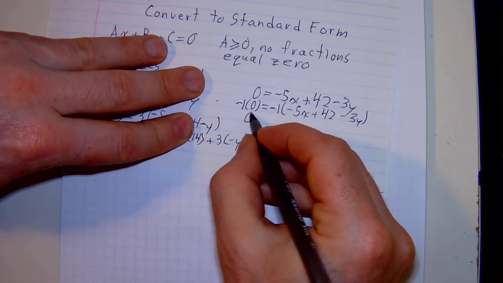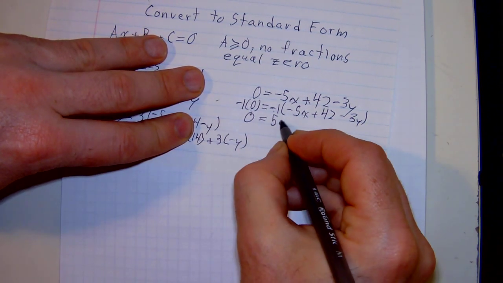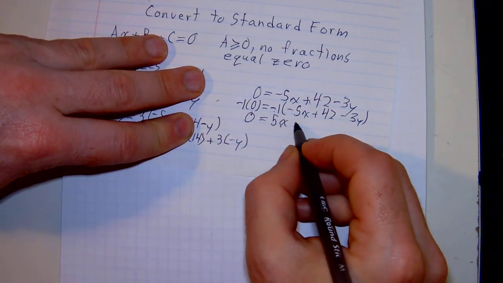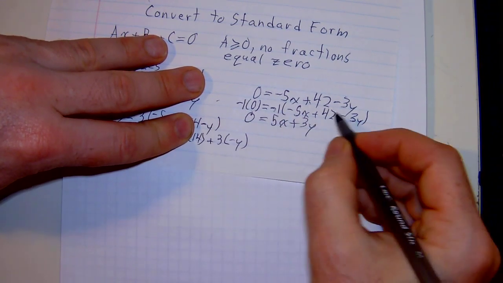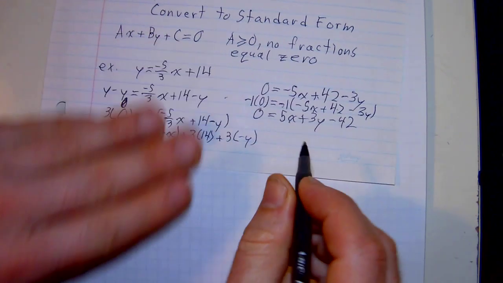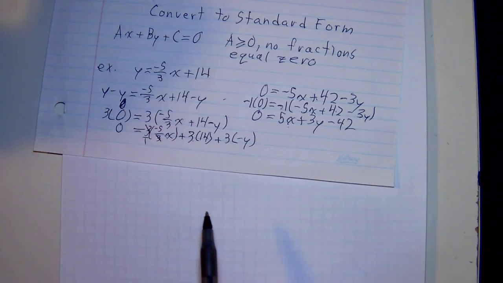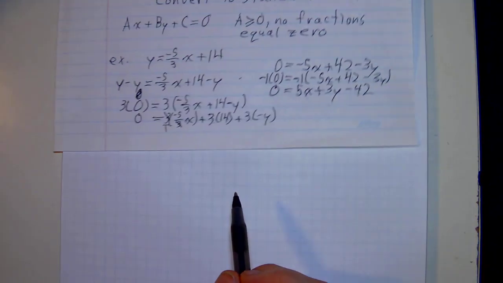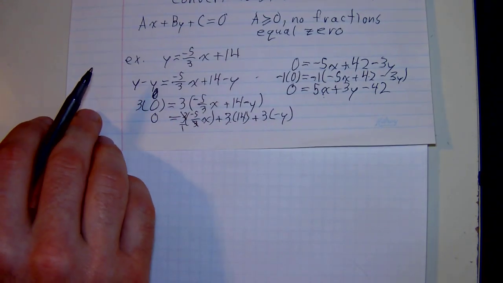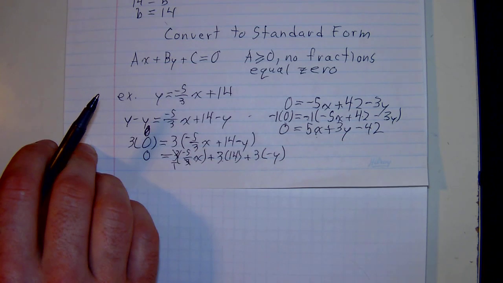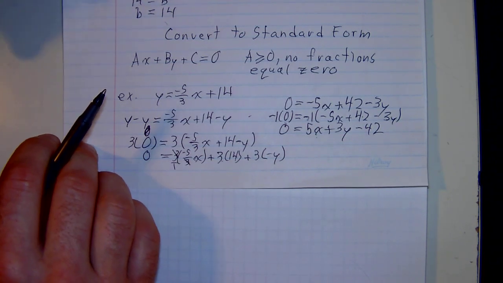So negative 1 times 0 is 0, negative 1 times negative 5 is positive 5, x stays, and I'm actually going to change the order here. Negative 1 times negative 3 is positive 3y, and negative 1 times 42 is negative 42. And now we have ax plus by plus c equals 0. So there you go, converting to standard form. All right, I'll pause it there if you need to continue to take a look at it, but I'm going to flip and go to the next side.